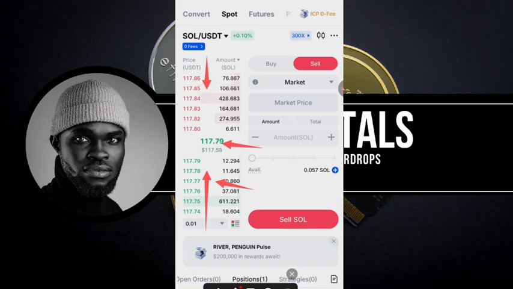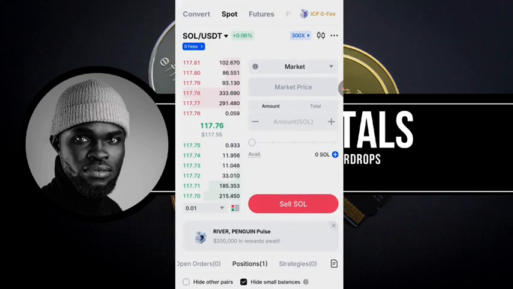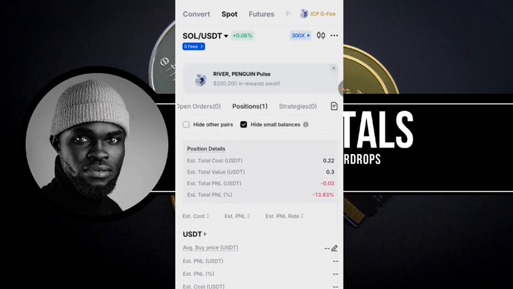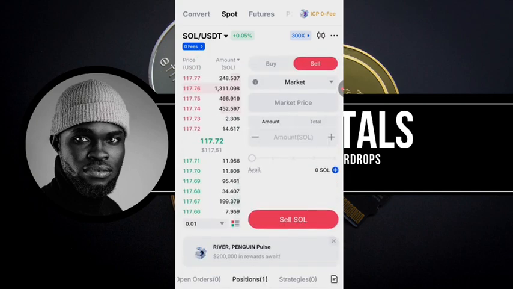So if I want to sell this one now, you can see I have 0.057 worth of Sol. All I need to do is click on this part here, drag it and fill it up, then click on sell. When I click on sell, we come back to positions, and you see that my position has changed back to USDT. So that's basically how you trade markets. We have used Solana as our example to look at how you can do this.